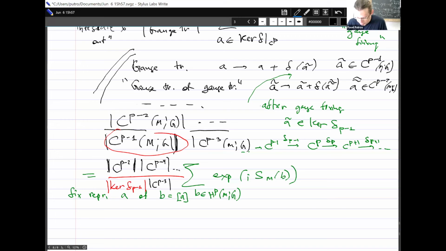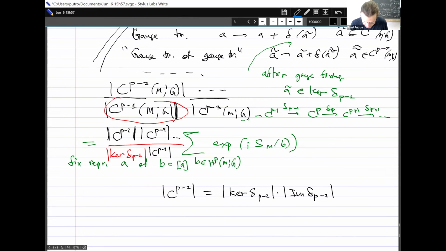Okay, but now we can use the fundamental theorem of group theory, which tells us this. If we have some homomorphism defined on this group, the size of the group is the product of the size of the kernel of this map and the size of the image of this map. And the same we can also write for C^(P-2), and so on.